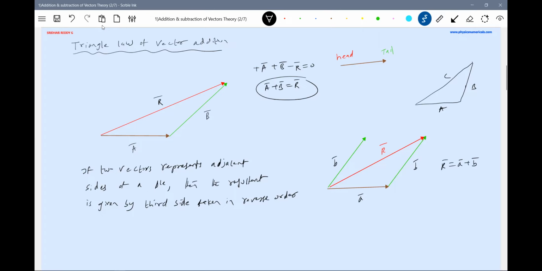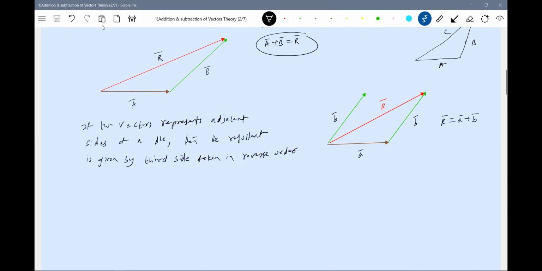Now, shall we shift a, and what is the condition? The vectors a bar, b bar, they must be free vectors. They are not bound vectors, they are free vectors here. Now, another student, instead of shifting that one, will shift a bar. So now what is the vector addition here? a bar plus b bar equal to r bar.